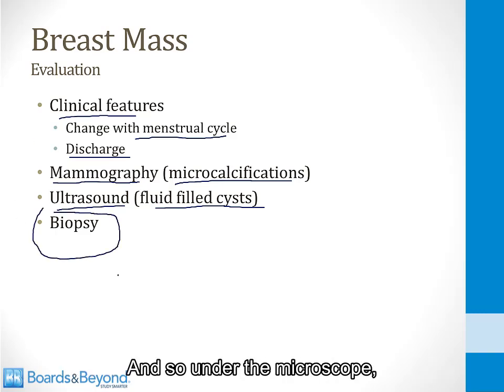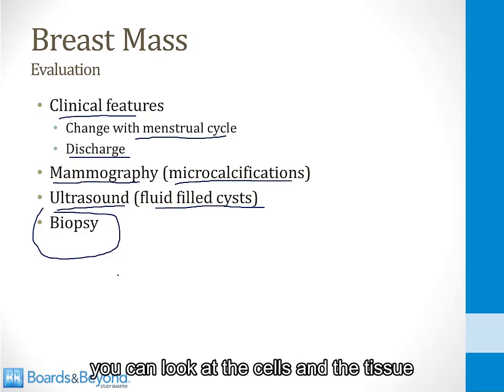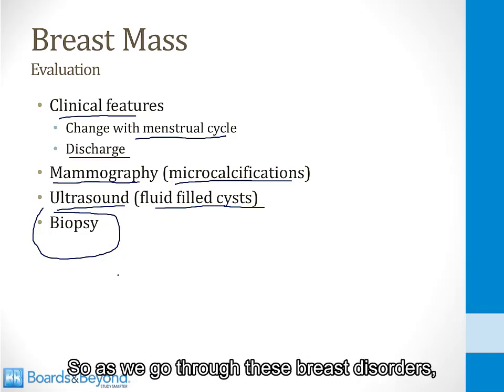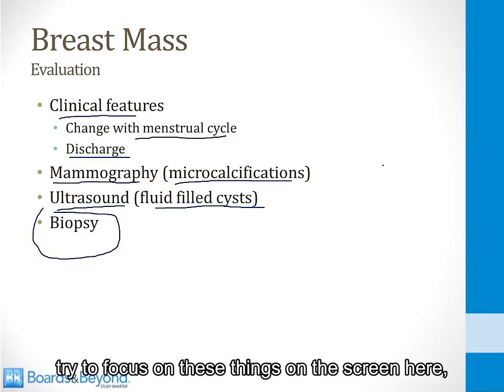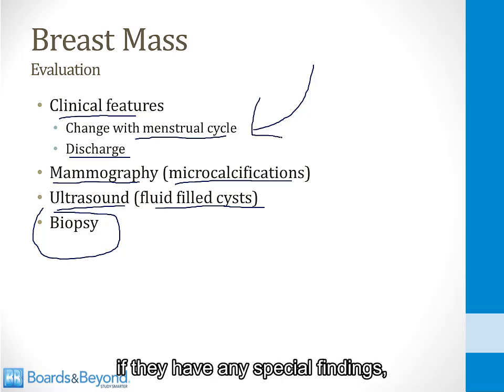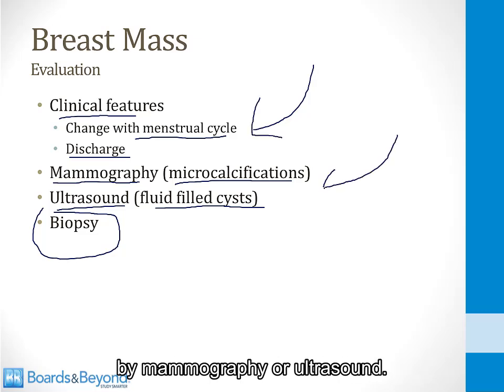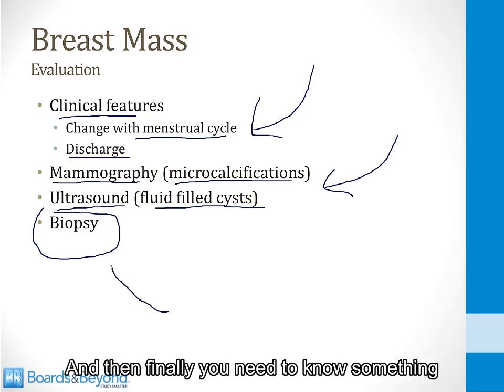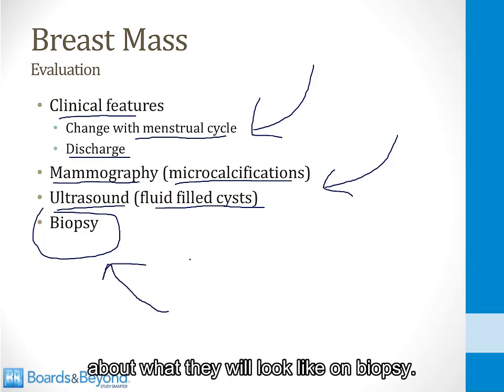And so under the microscope, you can look at the cells and the tissue and decide whether it's malignant or not. So as we go through these breast disorders, try to focus on these things on the screen here. Try to remember if they have any special clinical features, if they have any special findings by mammography or ultrasound, and then finally you need to know something about what they will look like on biopsy.